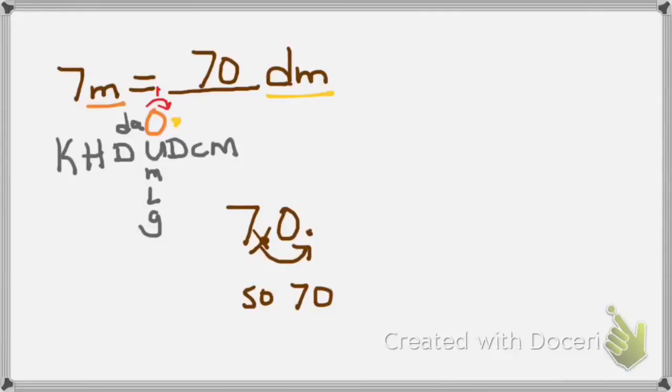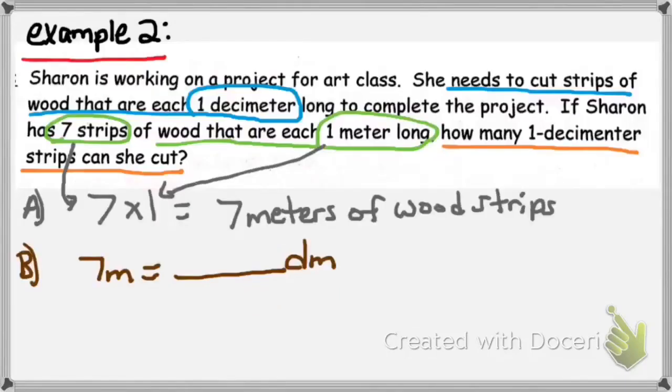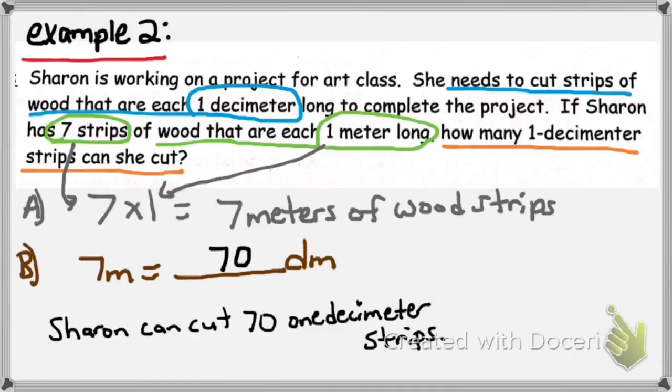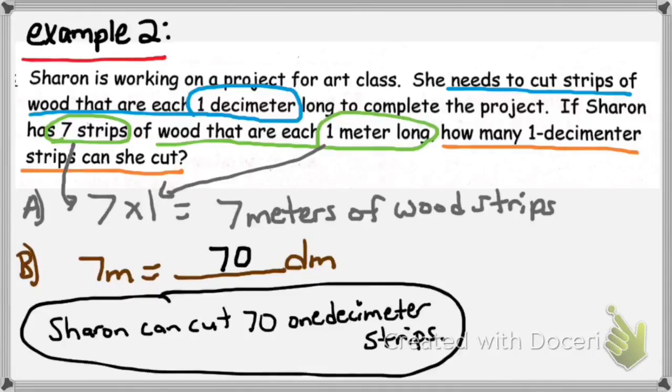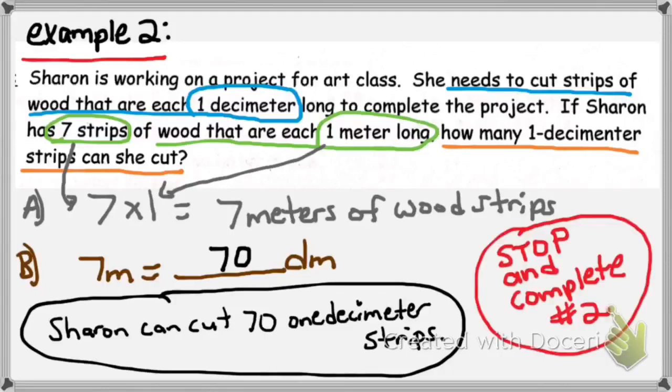I'll put that back into there, and I go back to my original problem. I write in my 70, and the question says how many 1 decimeter strips can she cut? So the answer will be Sharon can cut 70 1 decimeter strips. And that's my final answer. Please stop the video and complete worksheet number 2 right now.